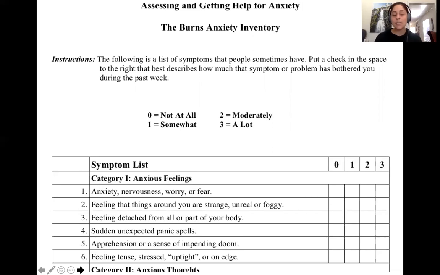As you can see on the screenshot here, numbers or scores are assigned to each selection, and then you sum the total, okay? So for number 1, which is anxiety, nervousness, worry, or fear, if the client selects moderately, that's a 2, and you would just score that up. So they're checking it off, and you are adding. This is asking about symptoms in the past week, so that's helpful to keep in mind as well.